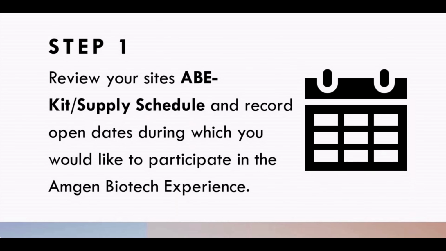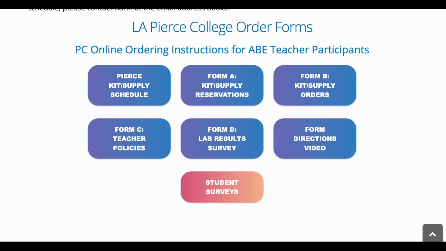The first step to borrowing an ABE kit or receiving ABE supplies is to review your site's ABE kit/supply schedule and record open dates during which you would like to participate in the Amgen Biotech Experience. To do this, navigate to the list of forms on your distribution center webpage and click on your distribution center's kit supply schedule.